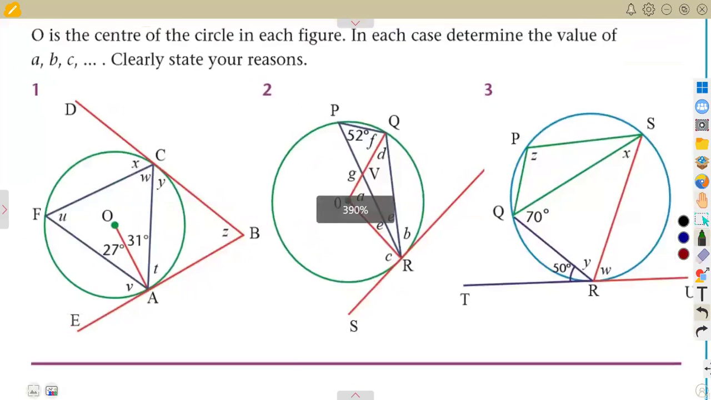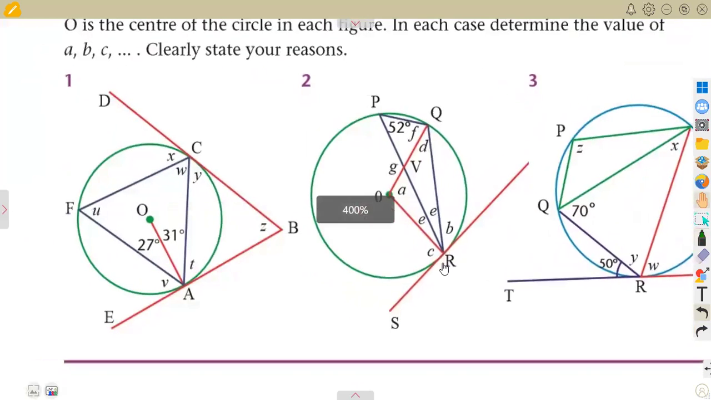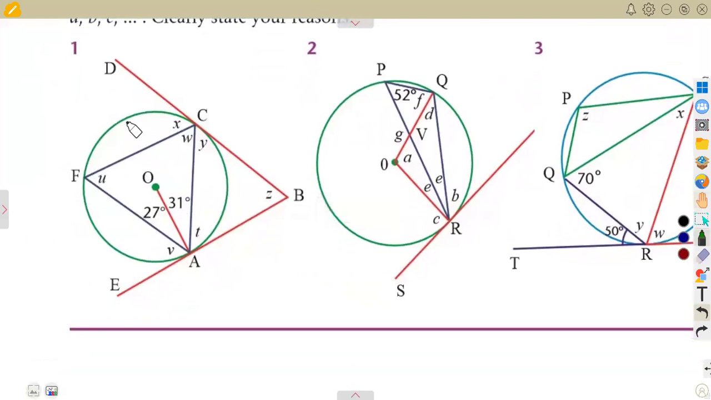All right, let us consider the first part of our question. On diagram number 1, this is what we have. As you can see, I've got tangent BC. B is a tangent.